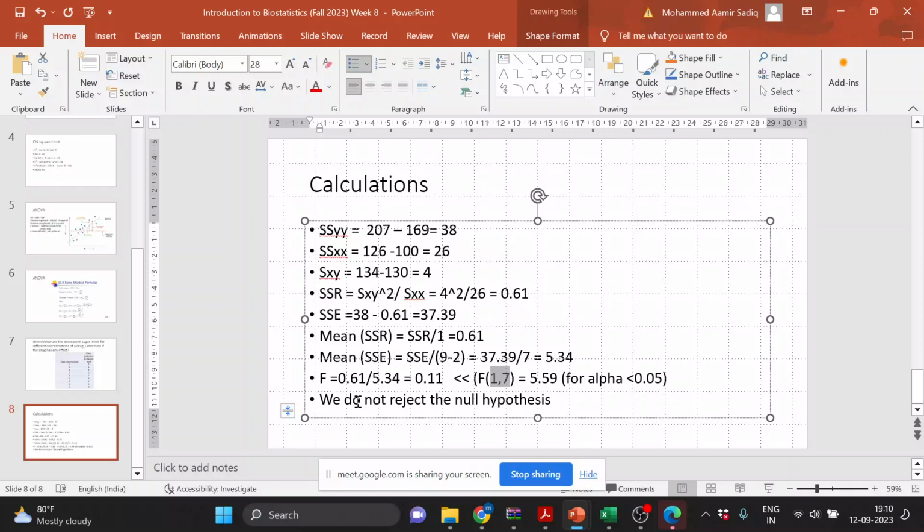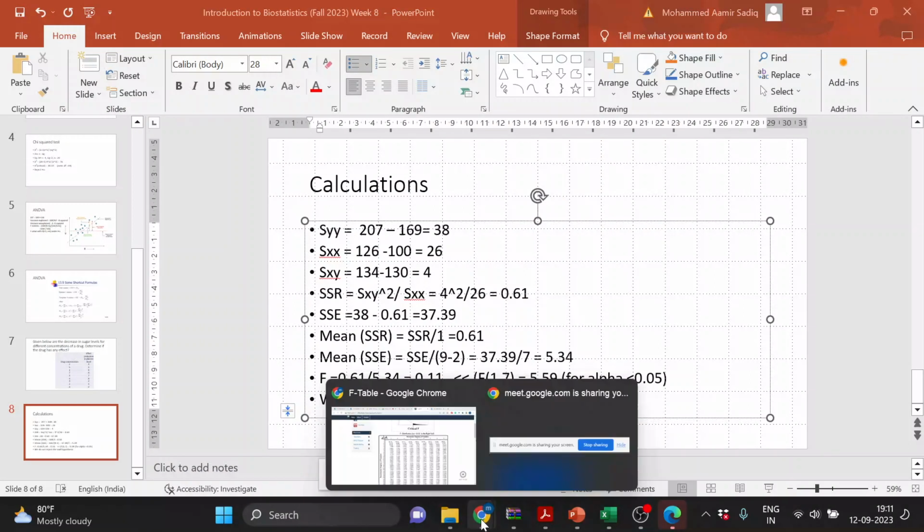These kinds of calculations will be asked in the exam for ANOVA. So always remember the formulas for SYY, SXX, and SXY. From those you can get your F statistic. You then calculate mean SSR and mean SSE, calculate your F statistic, and compare it with the critical F value. Is that all right? Did everyone understand how we did this ANOVA?